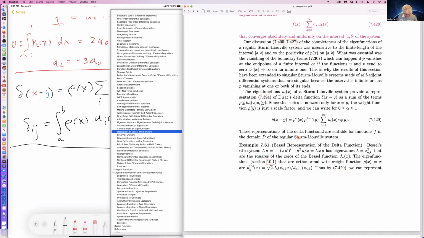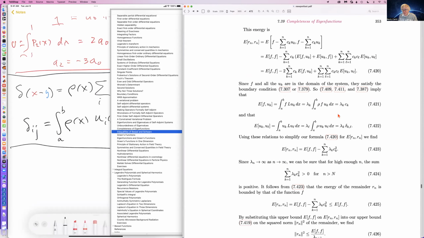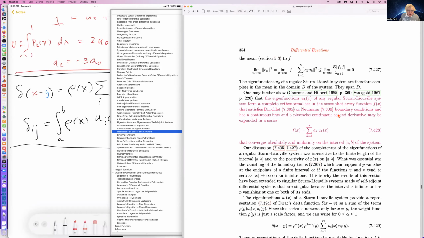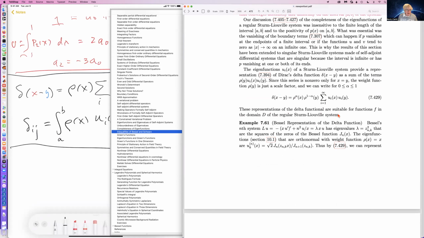So that's the general form of the delta function. You have a rho, and then these u's are already normalized. They're orthonormal with respect to the weight function. Here I didn't bother to state that precisely because we had already gone through that when we were studying these things, but at this point I forgot.